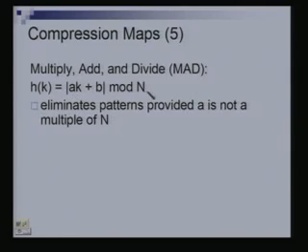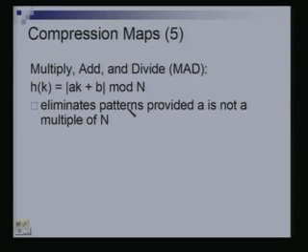Here a should not be a multiple of n. If a were a multiple of n, what kind of problem would you have? A mod n would be 0, so ak mod n would be 0. So for any key, you will always get mapped to the same location b. In fact, a and n should even be co-prime if possible.